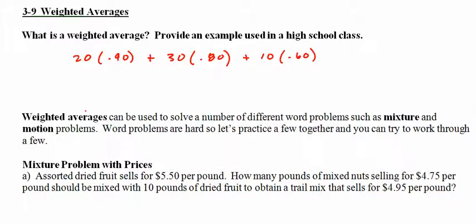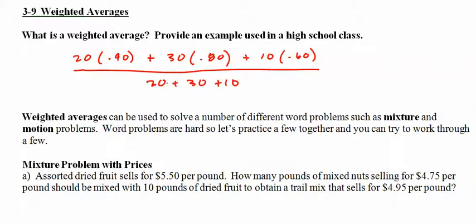I could just say 90 plus 80 plus 60 and divide by 3, but that would not be a weighted average, because some classes have more than others. So I'd have to divide by 20 plus 30 plus 10. And you have to know what you're doing to make sure you put this in the calculator correctly. I'm doing that right now. And I get 80% as the average.